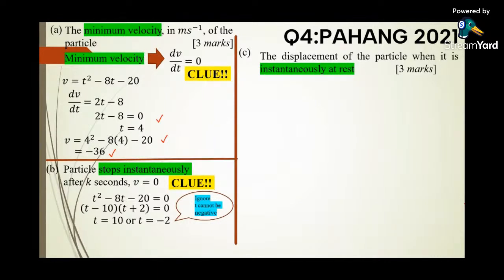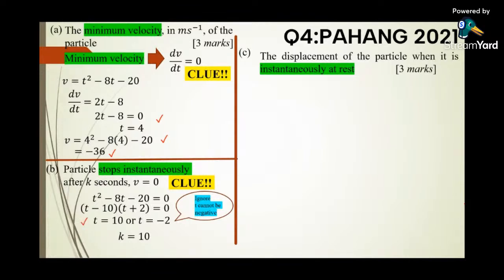But then remember, the question bukan tanya pasal t, but the question asks for k. So that is why your answer must be k equals to 10. Jangan tulis t equals to 10 because you are not answering the question. Okay? Kalau soalan dah tanya k, so your answer must be k lah. Even though that k comes from t. Barulah kita tunjuk yang kita tu faham nak jawab apa.